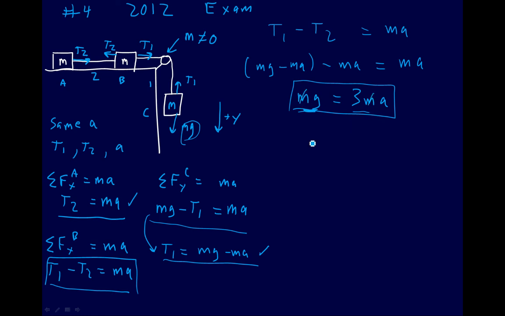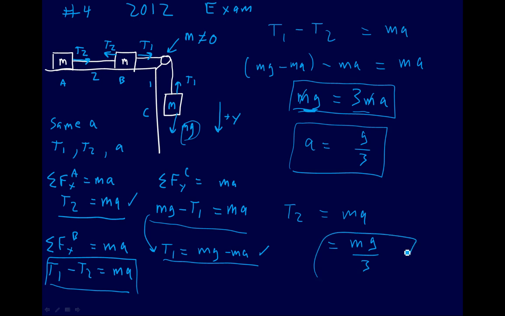You cancel out the m's, and I get my acceleration is g divided by 3. It's like we were saying, it's kind of algebra at this point. And so to solve for T2, I go back to my T2 equation and plug in, and you get mg divided by 3.